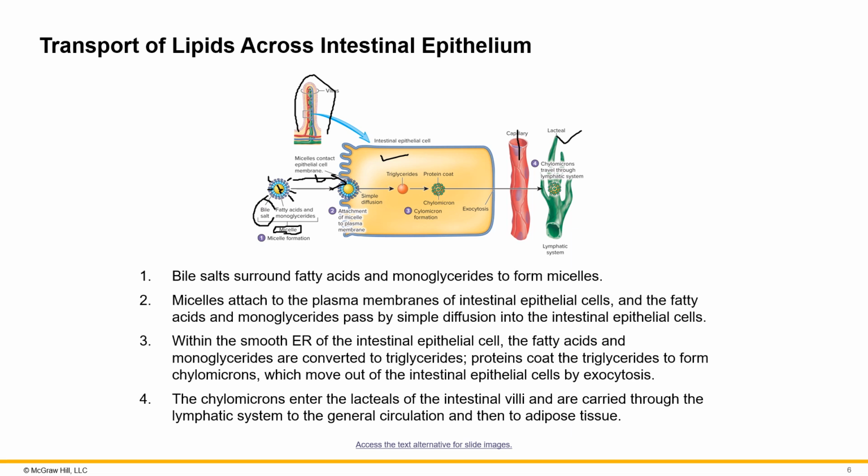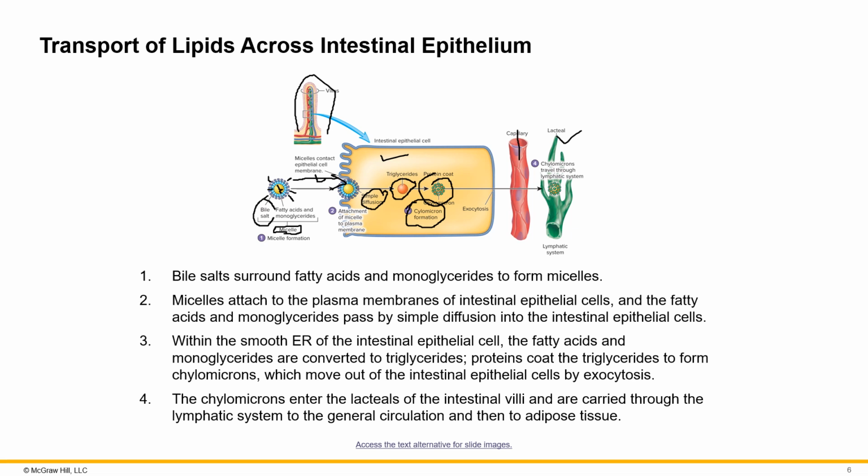into the epithelial cell. So there's simple diffusion going on. So the micelle makes contact with the epithelial cell membrane and it enters the epithelial membrane, which is where you have your lipid molecule right here. And next, it is coated with proteins. So once inside the epithelial cell, intracellular protein coating the lipid is called a chylomicron.